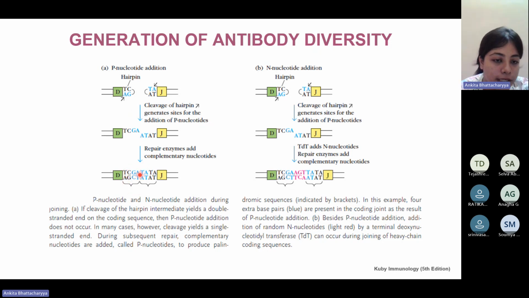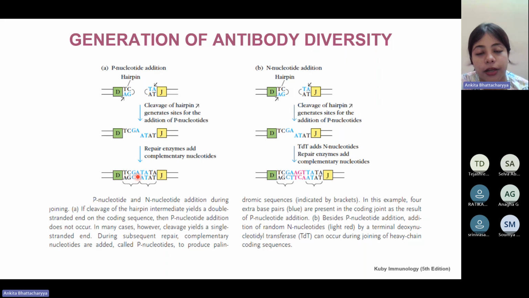It is TCGA this way, it is TCGA this way. It is TATA this way, it is TATA this way. These are two separate palindromes. In these examples, 4 extra base pairs shown here in blue have been added to the coding joint as a result of the P-nucleotide addition. So that is another source of antibody diversity, that while the initial sequence did not have these nucleotides, these are getting added now. On the other hand, besides P-nucleotide addition, some random nucleotides can be added.